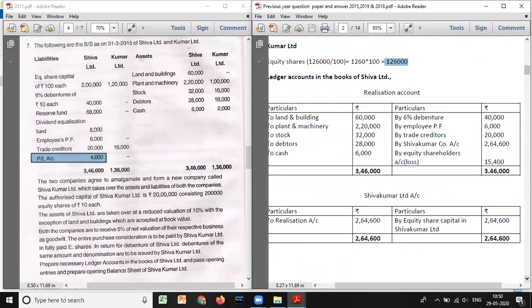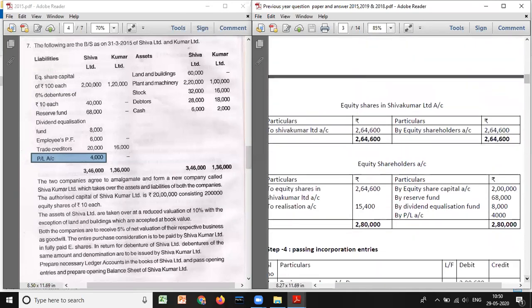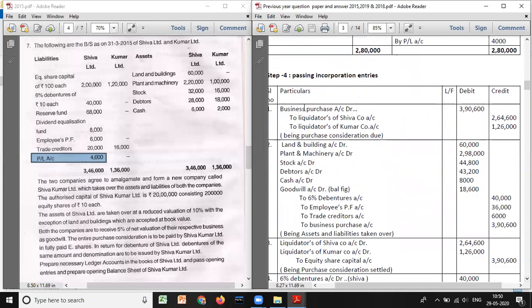So business purchase account debit, we don't know. To liquidator Shiva Limited, 2,64,000. To liquidator Kumar Limited, 1,26,000. If you total these two, it will be 3,90,000. That will be the business purchase account. And the second one is assets taken over. So now you should be careful here. When you're passing incorporation entries, you should take market value here. Always you should take market value, not book value.